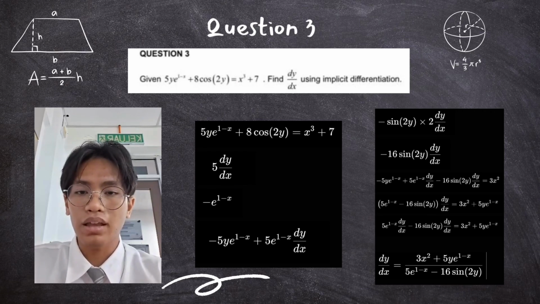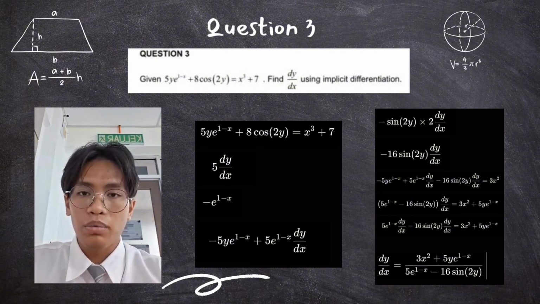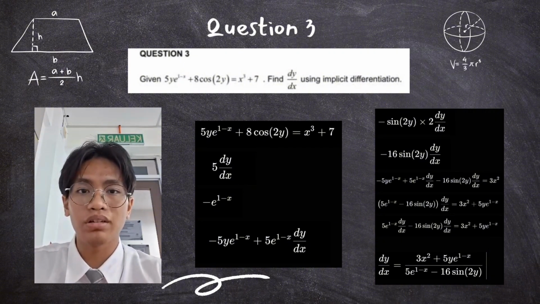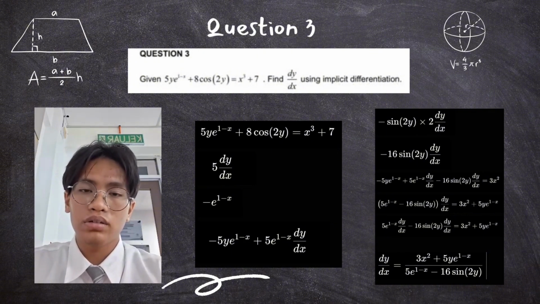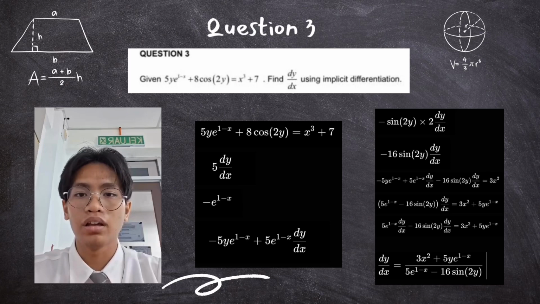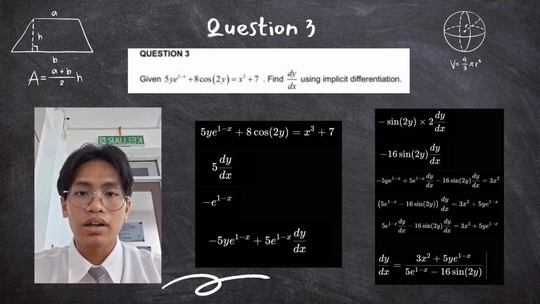Next, we differentiate the second term, which is 8 cos(2y). We use the chain rule because there is a function inside another function. The derivative of cos 2y is negative sine 2y times 2 dy over dx. Multiplying by 8 gives negative 16 sine 2y dy over dx.